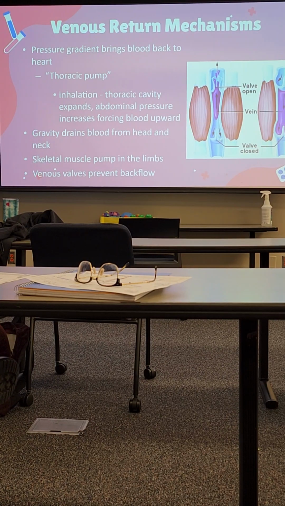So it stops the blood from flowing back down. Because if we're contracting and we want to push the blood up towards our heart, we don't want to do all that work only to have it drop back out. So we have those valves that close underneath to prevent blood from dropping back down, and then open up top.